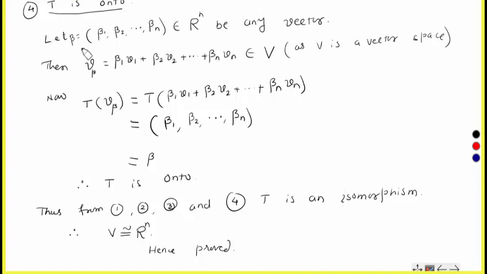Why is T onto? Because for any vector beta equal to beta 1, beta 2, beta n belonging to Rn, there exists a vector phi beta equal to beta 1 phi 1 plus beta 2 phi 2 plus and so on, beta n phi n, such that T of phi beta is equal to beta. Therefore T is onto, and thus from 1, 2, 3 and 4, T is a linear isomorphism. Therefore this vector space V is isomorphic to Rn.